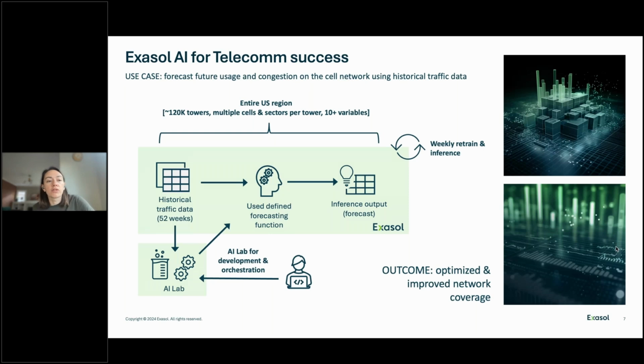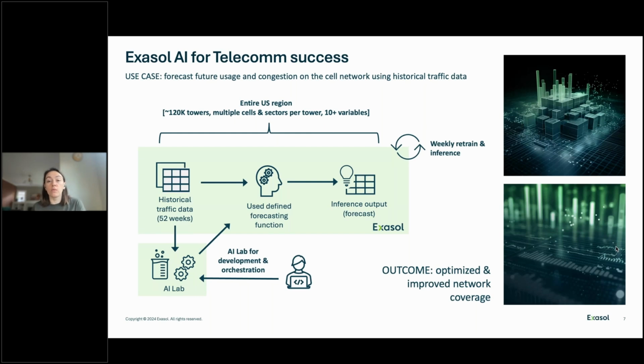This customer is looking to forecast future usage and congestion on their cell network using historical traffic data. So, looking at all of the data from various cell towers from the past 6 months, 12 months, can I predict what that traffic is going to look like next month? And by being able to predict that, they can then optimize and improve their network coverage.